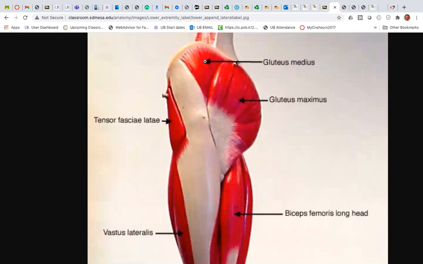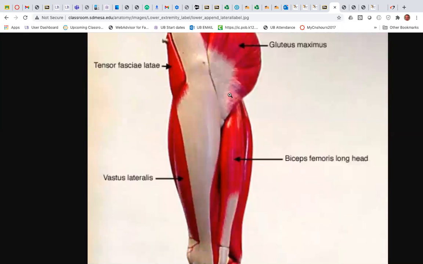Gluteus medius is your primary hip abductor. So AB, that's right, hip abductor. So if you were lying on your side, lying down, but lying with one side on the ground, and you were to lift the other leg up in the air, that's hip abduction. Abduction, AB.